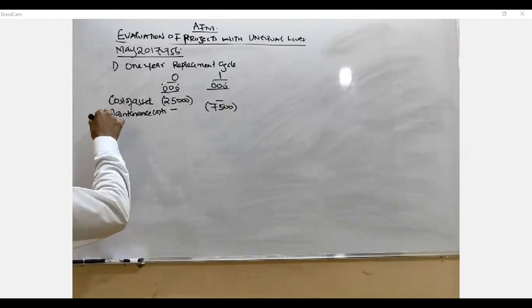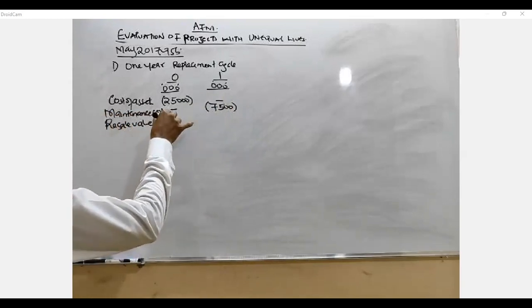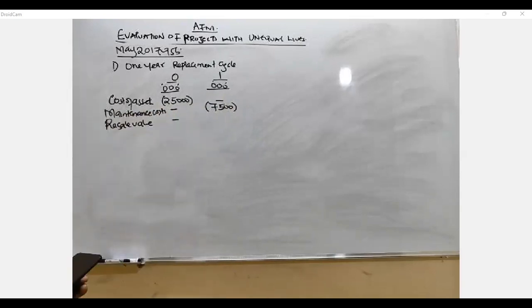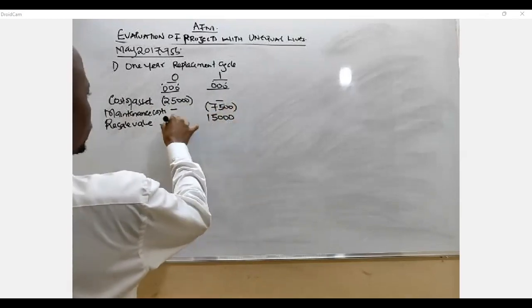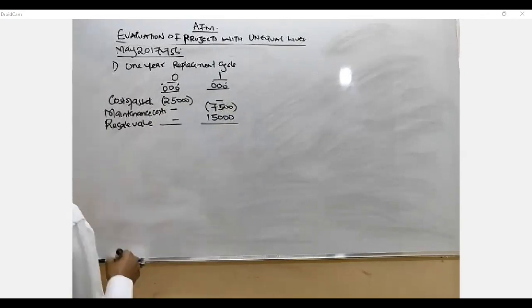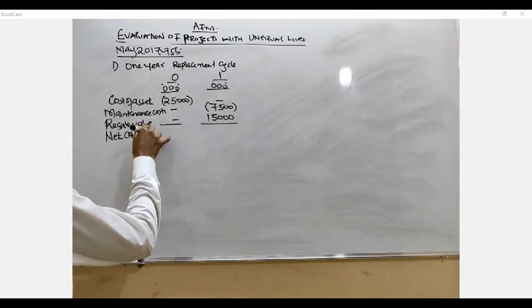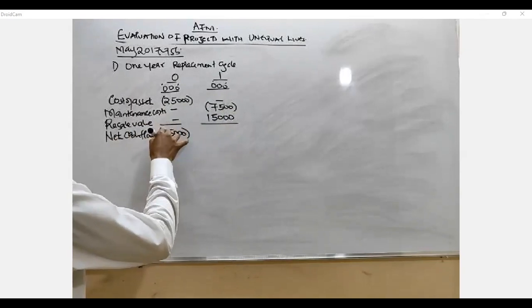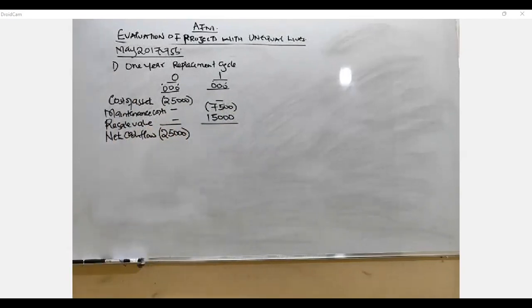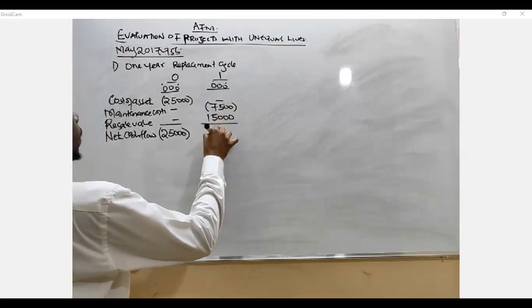But we have a resale value. That is the cash in. We don't have a resale value at year 0, but we have a resale value at year 1 amounting to 15,000. You ask yourself, what is your net cash flow here? Net cash flow at year 1 is 25,000. Correct? When you take the difference here, you are going to get 7,500.